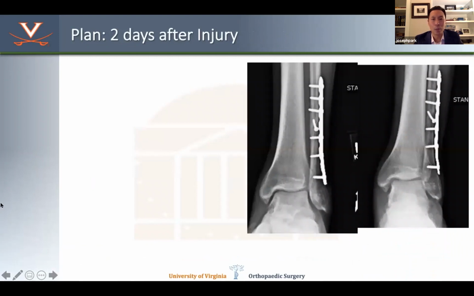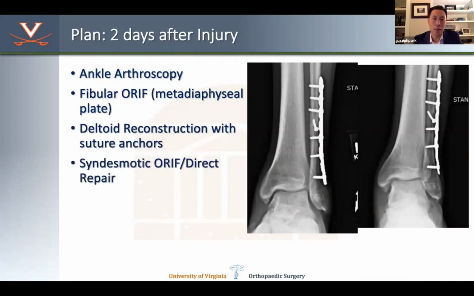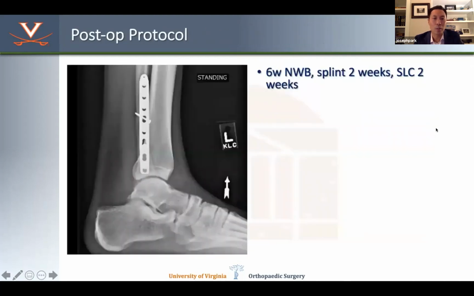So the plan was 2 days after injury, he was brought to the UVA hospital and we performed this procedure for him. I did do an ankle scope for the reasons I mentioned. I fixed his fibula using this plate seen on the right. I reconstructed his deltoid using suture anchors. I then did my direct repair for the syndesmosis. Here's his ankle scope. You can see all the angry tissue back there already, but the chondral injury was very, very minimal, just some minimal scuffing on the back of the talus. The rest of it looked very good.